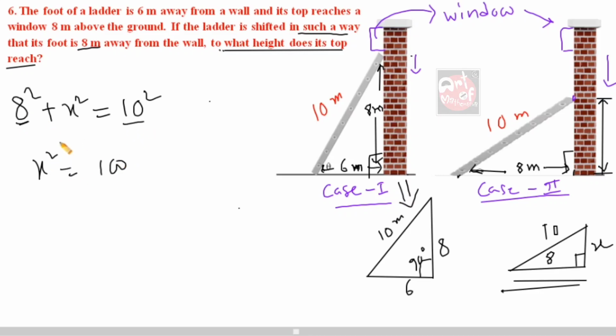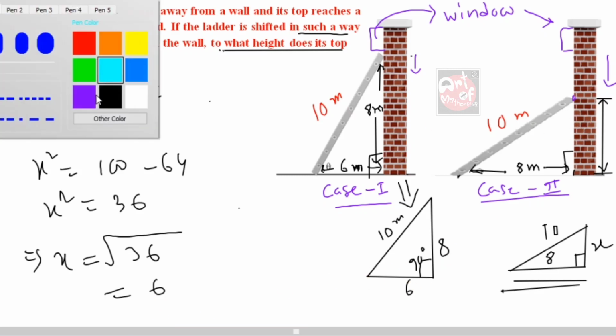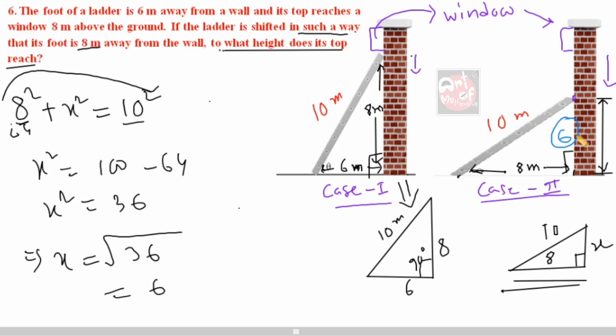Now 8 square is what? 64. If you transpose to the right side, it would be minus 64. That means 36. So x square equals 36. x equals what? Square root of 36 equals 6. So this is 6. Our answer is 6. Is that okay? So now I am going to write the statement. I think you all understood this.